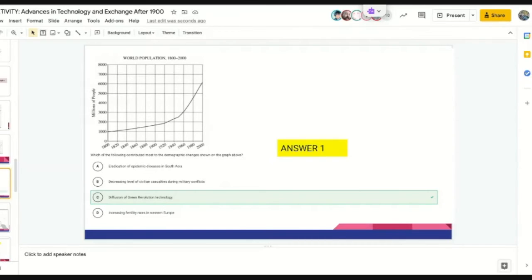The eradication of epidemic diseases in South Asia is too specific, and the decreasing level of civilian casualties during military conflicts never affected, to a large extent, world population growth. All right, so C would be the answer here.